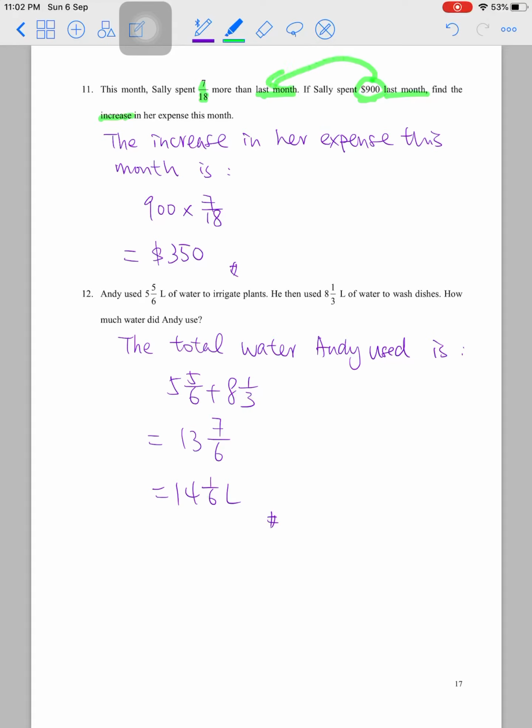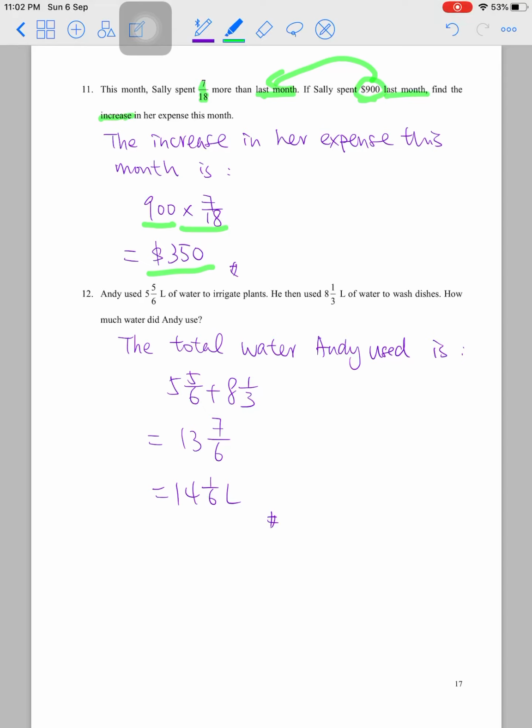Sally spent 7 over 18 more, so just 900 times 7 over 18, which equals 350. Because the question requests you to find the increase only.